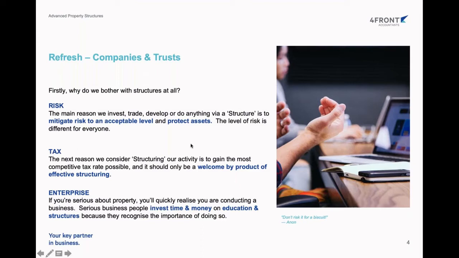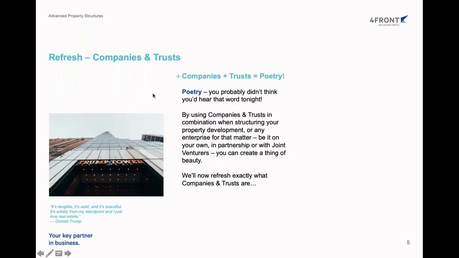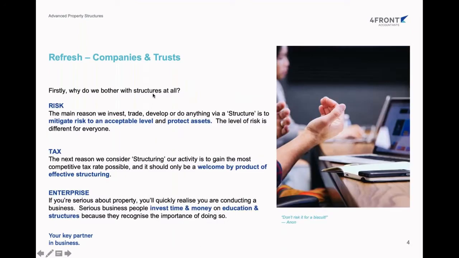Thirdly, if you're serious about property, you'll quickly realize you're conducting a business. Serious business people invest time and money on education and structures because they recognize the importance of doing so. And then I've got a little quote down the bottom there that says, "Don't risk it for a biscuit," which is something that I came across quite a few years ago. So yes, it costs money to set up companies and trusts and have effective structuring, and then there's ongoing costs and whatnot. But I can tell you now, I've seen the good and I've also seen the bad when things aren't structured well and the costs that are associated with that.